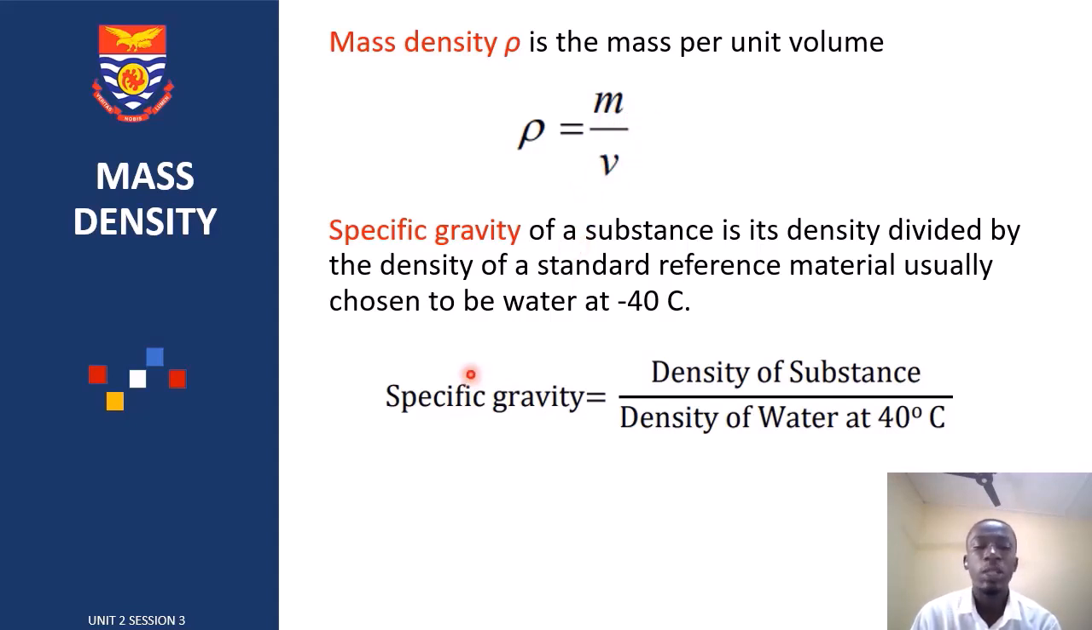Specific gravity. The specific gravity of a substance is its density divided by the density of a standard reference material, usually chosen to be water at 4 degrees Celsius. So the mathematical expression of specific gravity is written as the density of a substance divided by the density of water at 4 degrees Celsius.